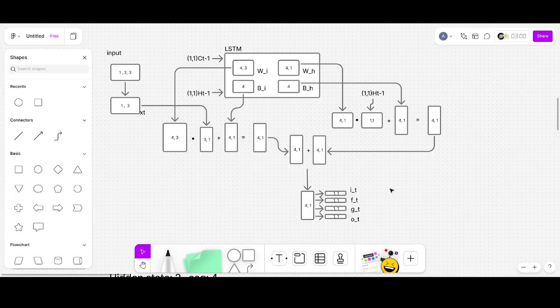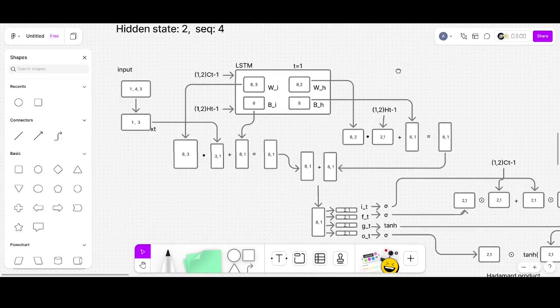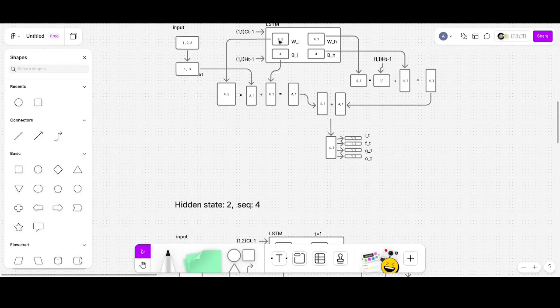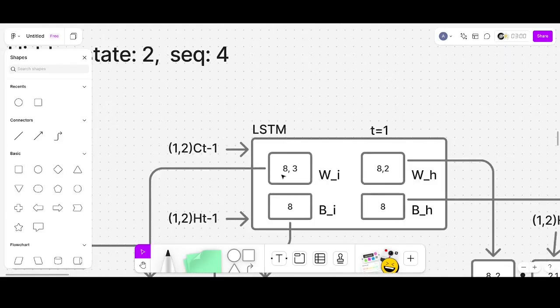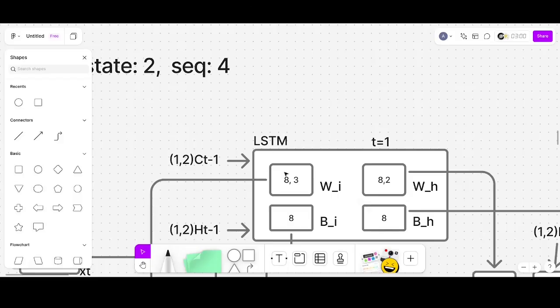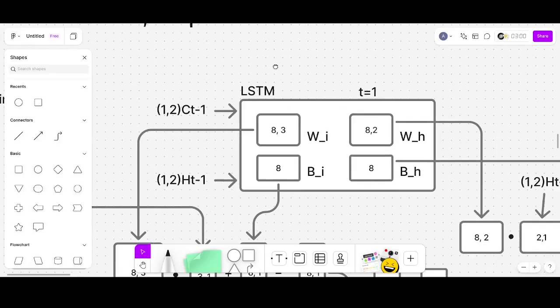I will now show you what hidden state 2 of an LSTM block looks like. We have increased the sequence length to 4. First things first, we have 4 by 3, and we have 8 by 3. It became 8 by 3 because the hidden size is 2. The real formula for W_i is 4 times hidden size, and the hidden size we chose here was 2. So 4 times 2 is 8, and 3 is the input dimension. And again 8 by 2, where 2 is the hidden size. W_hi is 4 times hidden size by hidden size. That gives us the size of the matrix.